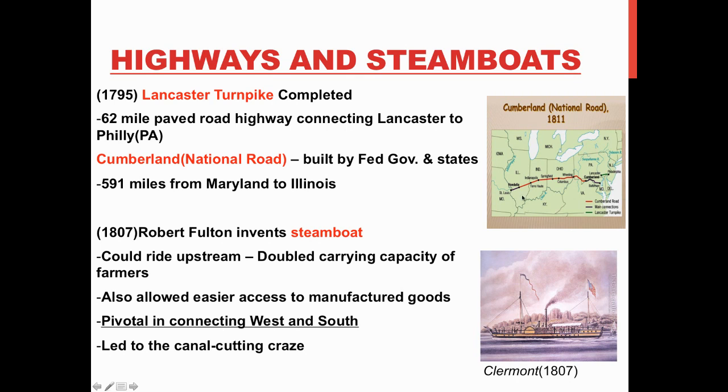The current is too strong. And so literally you would have to take apart your ship and tow it back up with horses, which could be extremely time consuming and expensive. But with the steamboat, everything changes. Now you just steam right back up the Mississippi River, right back to your farm, and you do it again.